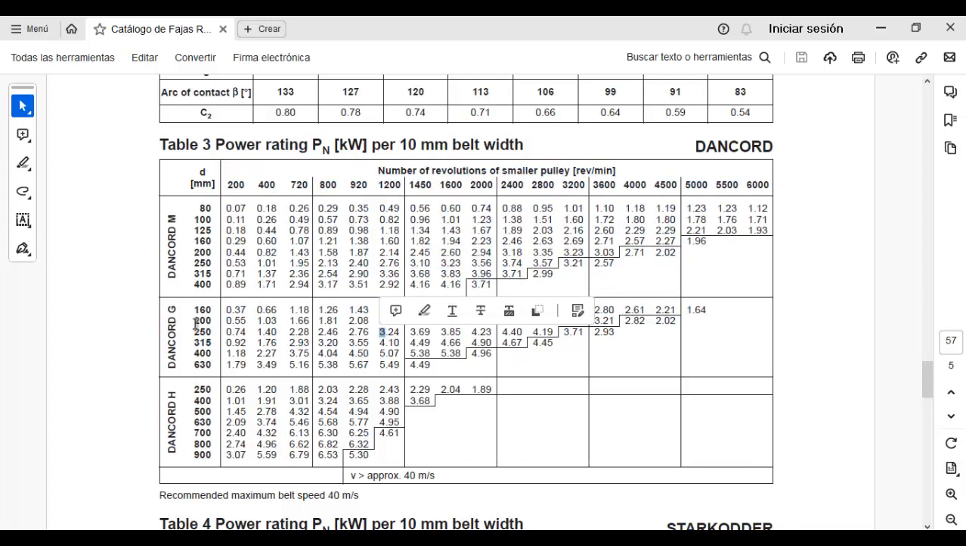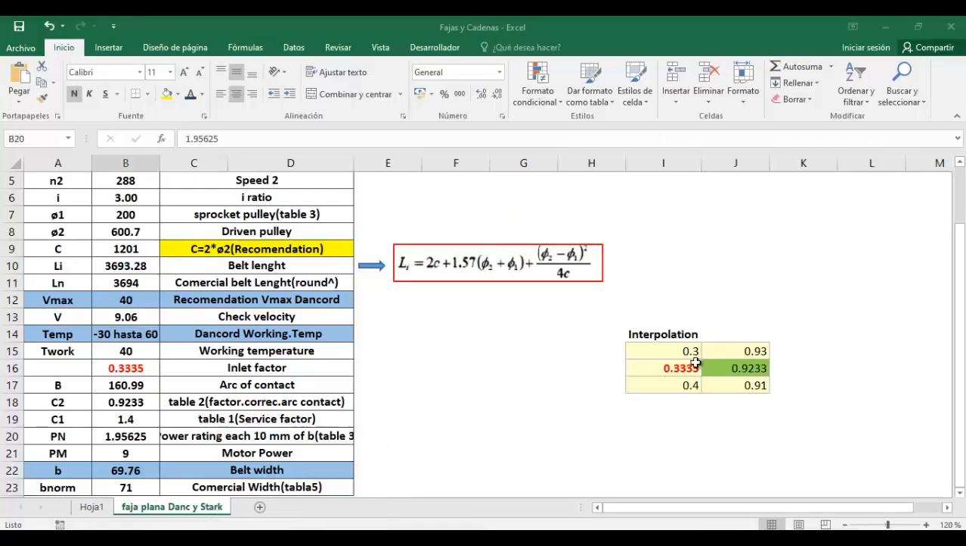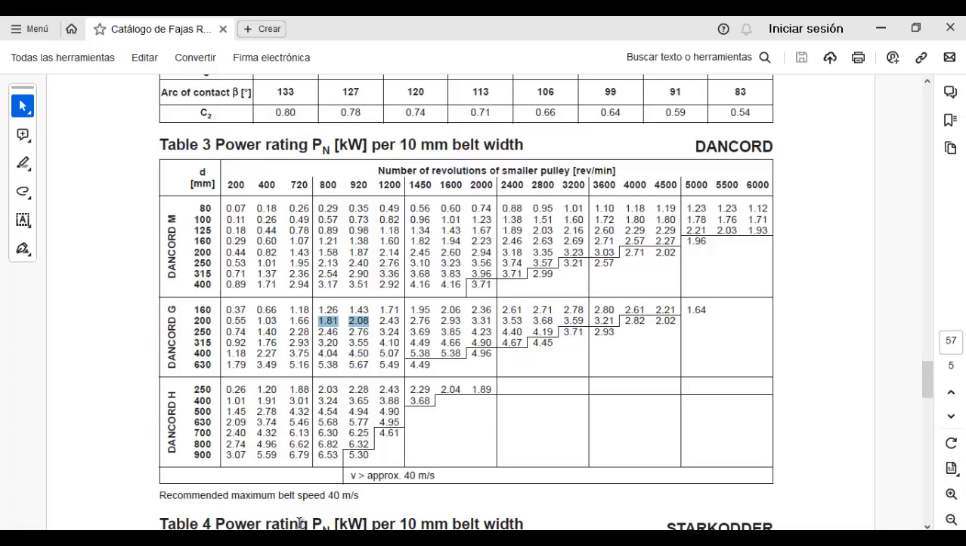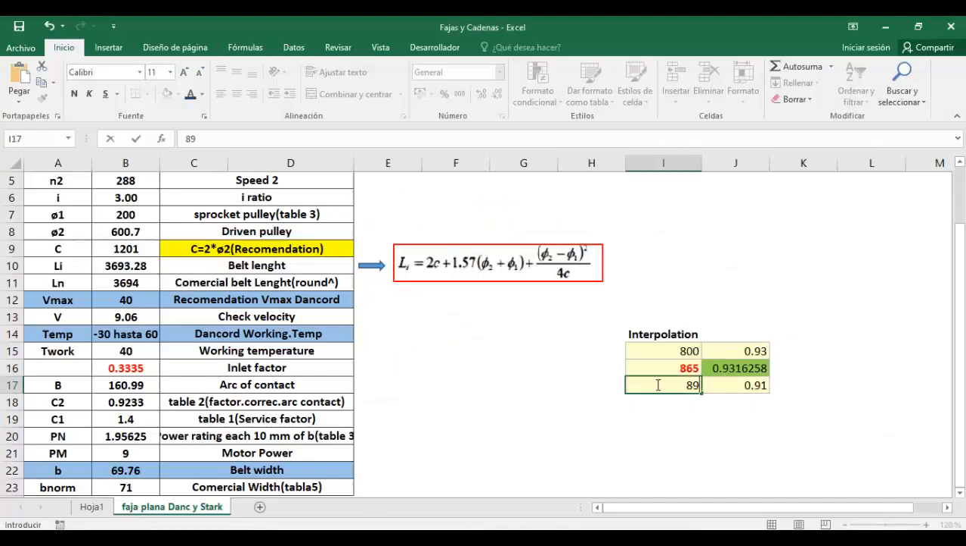It's our sprocket diameter. We should put 868, I think 65. It's from here. You can see. So we should put only 800. Here we have 865, and we have 890. I think 890. No, 920. Okay.